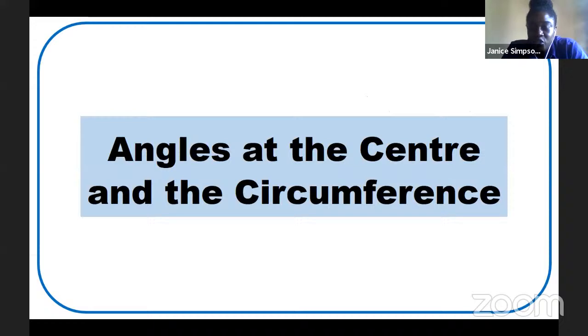So good job. Every property we look at, we're going to come back to that diagram, and you're going to have to be able to identify those properties in that diagram.